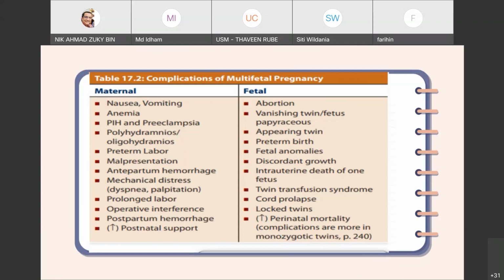Cord prolapse is possible as well. And locked twins: the leading twin is breech and the second twin is cephalic, and the heads become locked during the delivery process, or during spontaneous labor before the patient is admitted to the hospital. So one baby is delivered with the legs, however the head stops, because it is locked between the heads in the uterus. That is considered locked twins.